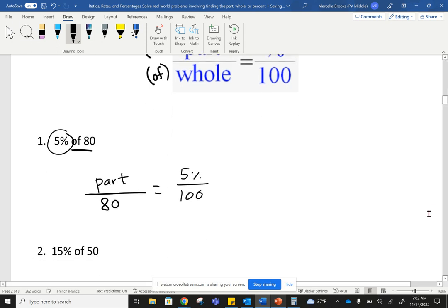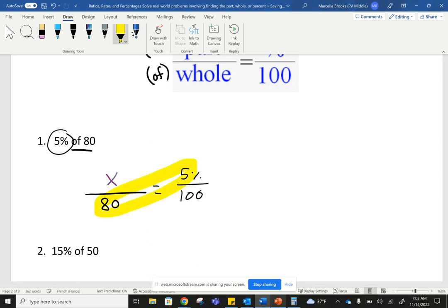So instead of just putting part here, we are going to use a variable. We're going to use the variable x. So x over 80 equals 5% over 100. So x is going to represent whatever 5% of 80 is. So we're going to cross multiply and divide like we did before. So 80 times 5, that's our first step.